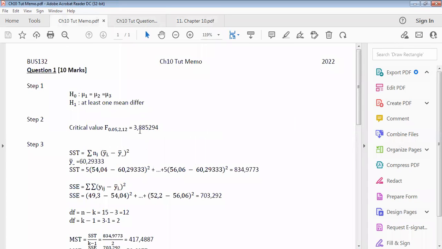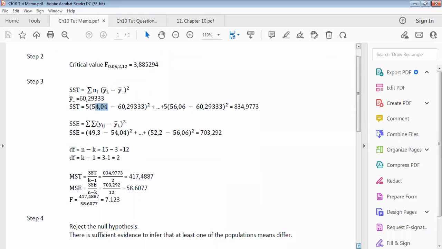I can just show you the memo. Basically, you calculated your critical values, and then you find your SST, the sum of squares of the treatment. That's what I was explaining there. The first treatment was 5, times the mean minus the grand mean, 60.29, plus 56.06 minus 60.29, and you find your answers.